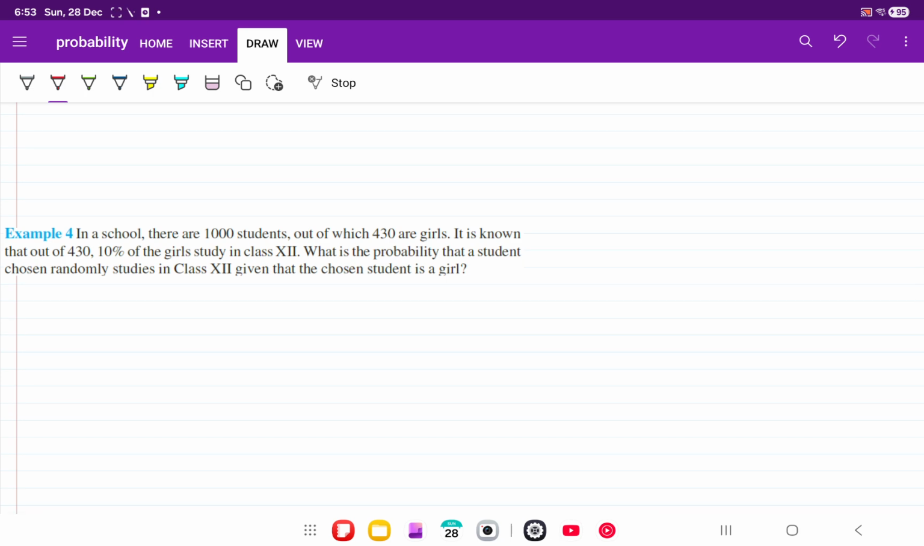In a school there are 1000 students. 430 are girls, and out of 430, 10% girls are in grade 12th. What is the probability that a randomly selected student is in class 12th, given that the student is a girl? So this is the condition, the condition is given.